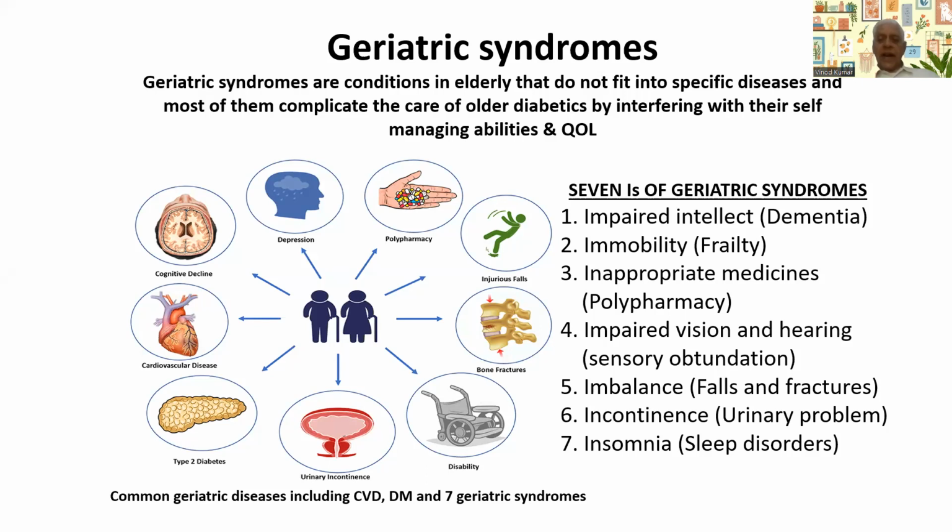First is impaired intellect or dementia, immobility or frailty, inappropriate medicines, that is polypharmacy, impaired vision and hearing, imbalance that can lead to falls and fractures, incontinence, which can lead to urinary problems, the patient being unable to hold the urine, and sleep disorders, particularly sleep deprivation, what we call insomnia.